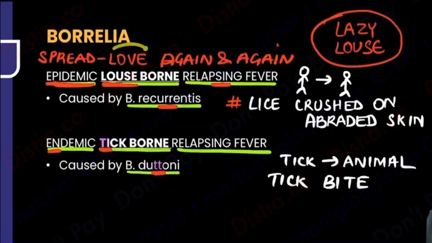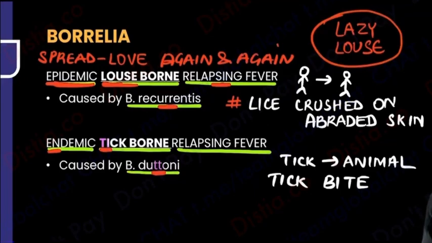This is a person who's fallen in love and he's spreading love all over the world, epidemic louse, and he's having love again and again. So recurrentis is the organism, and this love is between human to human, and that person has become lazy. It's a lazy louse which is just going to get crushed.